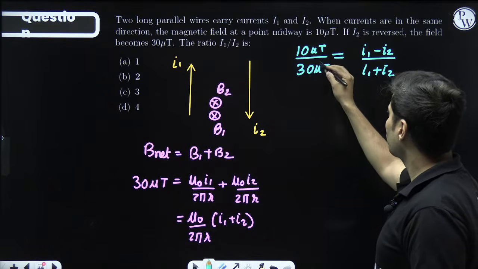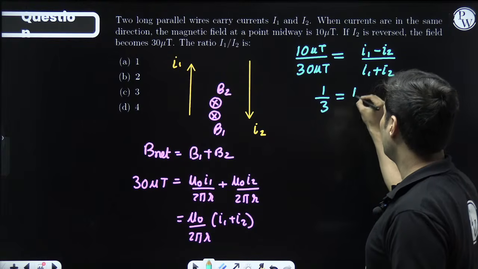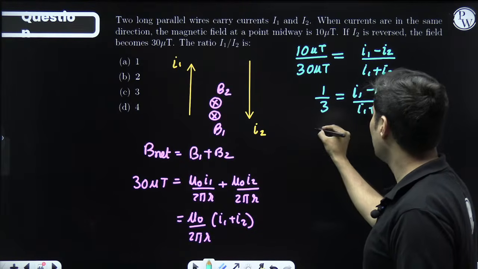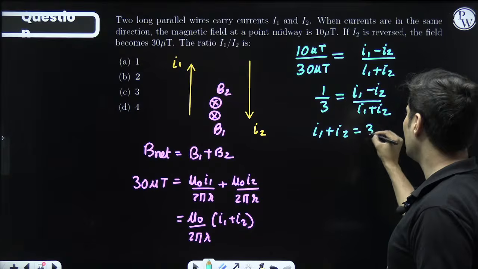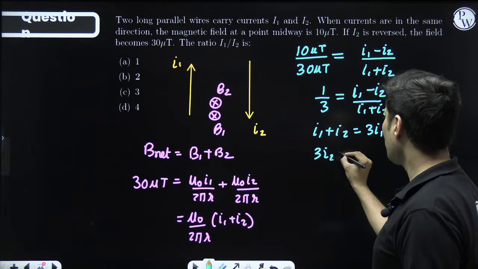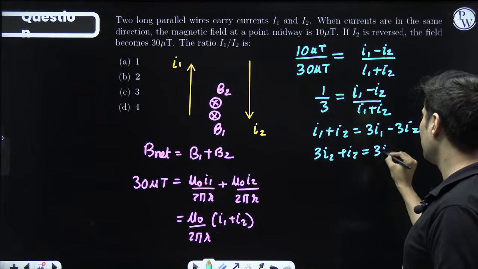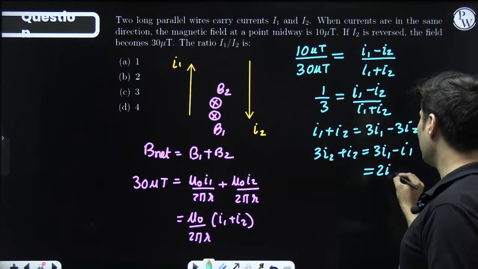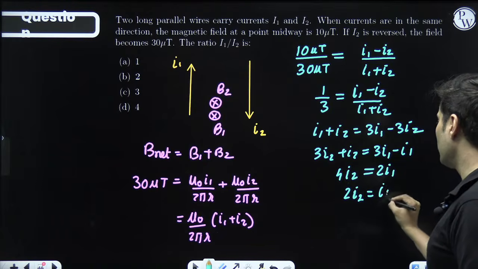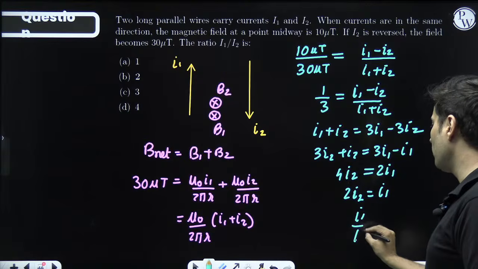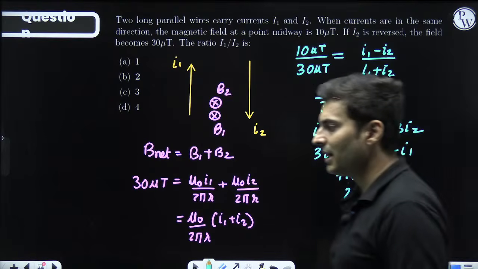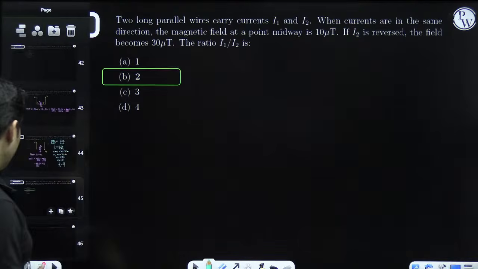Alright, so this is nothing but 1 by 3 is equal to I1 minus I2 upon I1 plus I2. You can just cross multiply and still get it. This will be I1 plus I2 is equal to 3 I1 minus 3 I2. So bring that I2 over here, 3 I2 plus I2 is equal to 3I1 minus I1. So this will become 2I1 and this will become 4I2. So 4I2 divided by 2 guys will be equal to I1, and question was I1 by I2. So I1 by I2 will be 2:1. That's it. So 2:1 is the answer. Got it, everyone? Yep. Perfect.